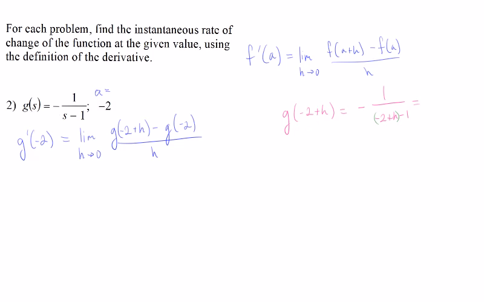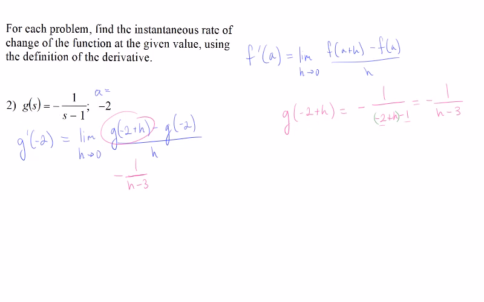So -2 plus h minus 1, those are like terms there. So it'll be h minus 3 basically, right? So it'll be -1 over h minus 3. Okay. All right, so that's g of -2 plus h. So I'm going to put that in right here. So I'm going to put -1 over h minus 3.